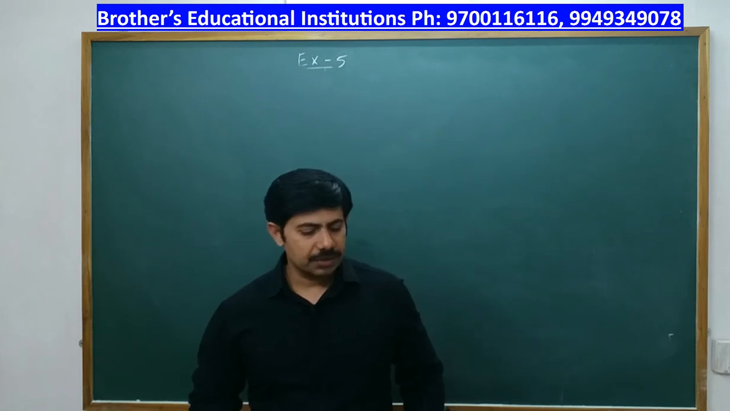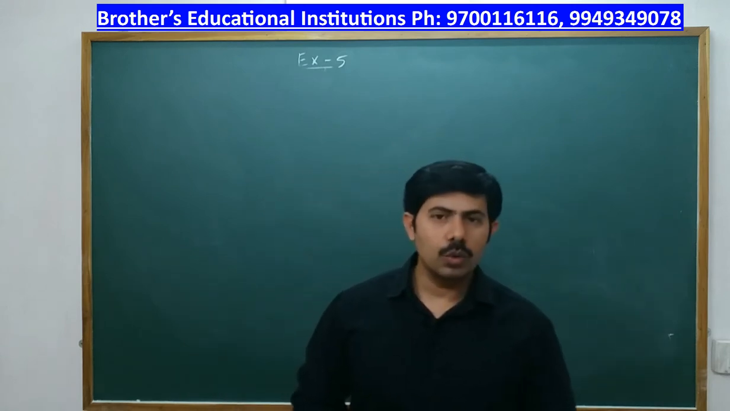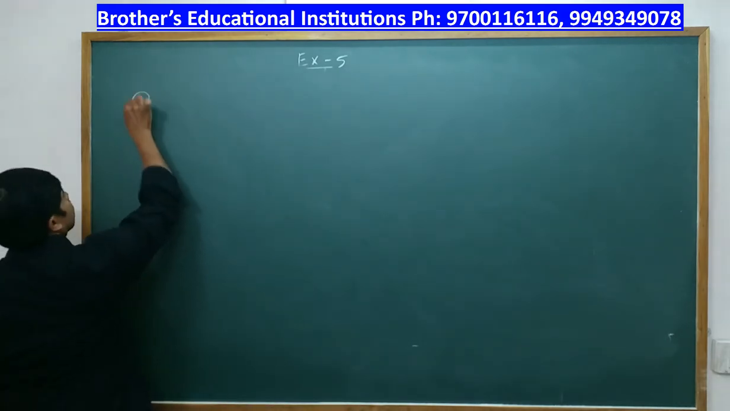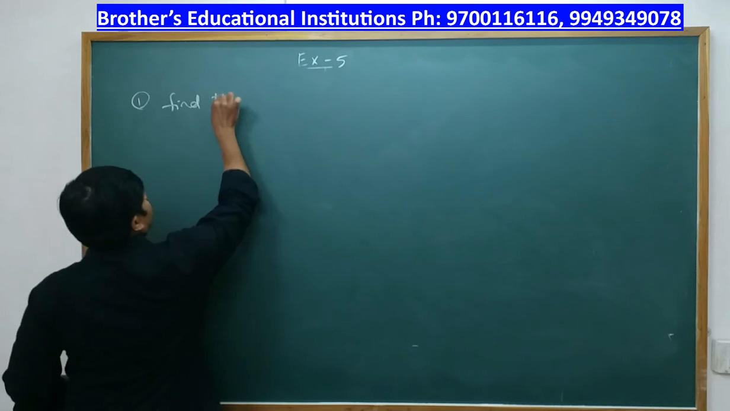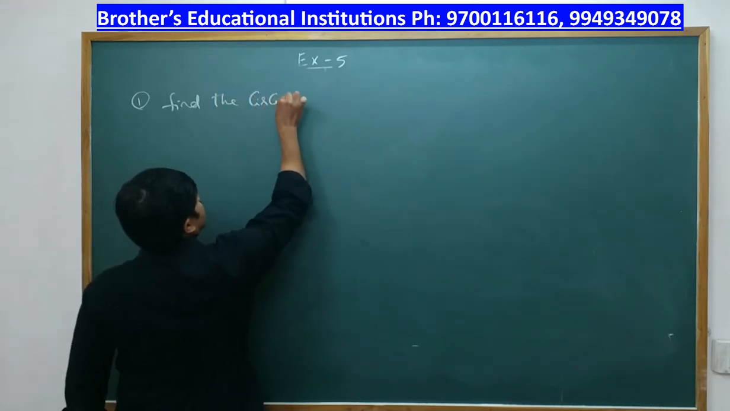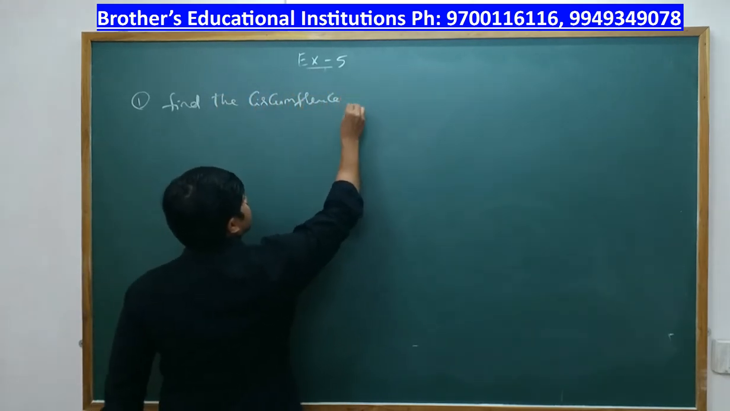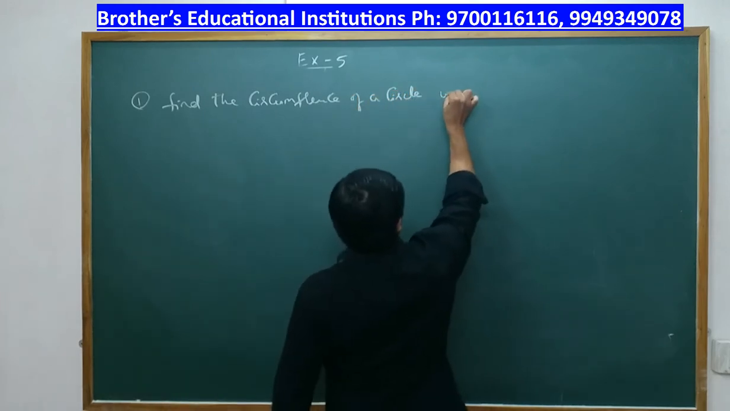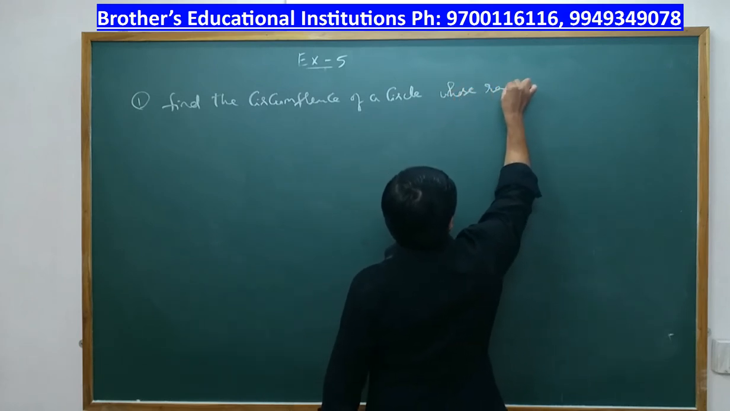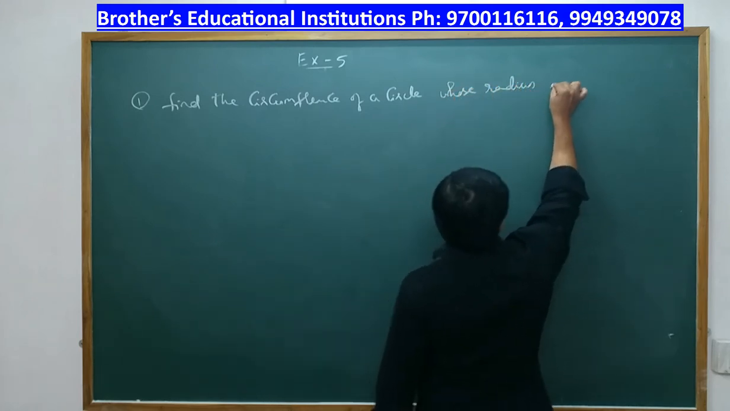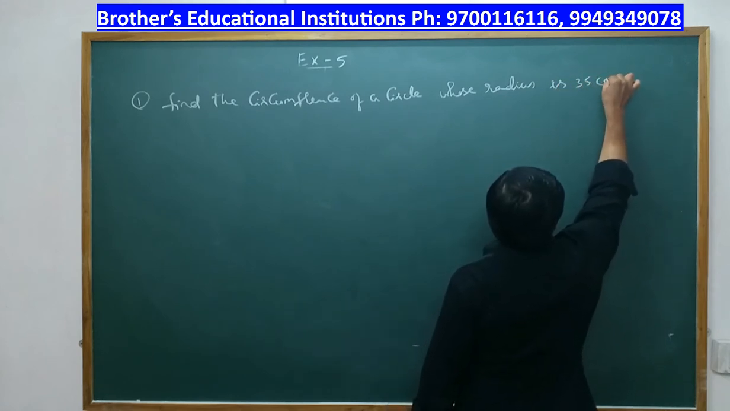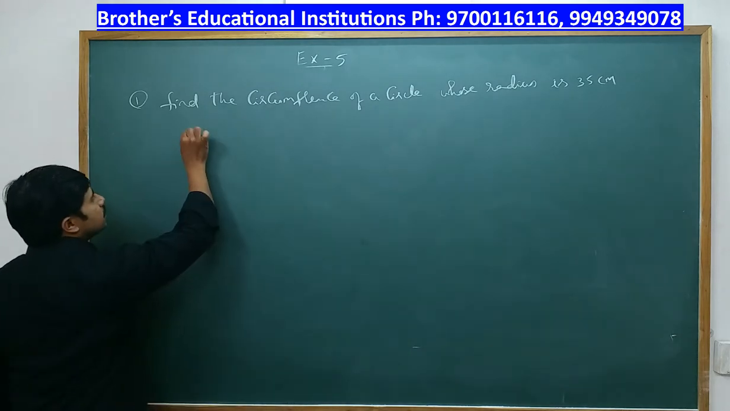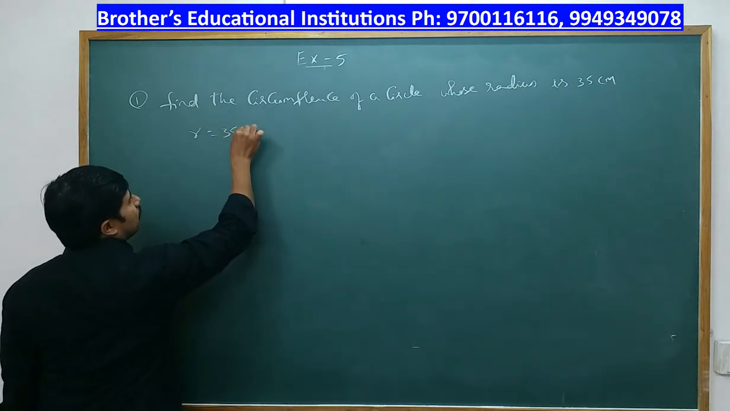So in today's class, the first problem is find the circumference of a circle whose radius is 35 centimeters. Okay, so here the radius is denoted by r, that is 35 centimeters.